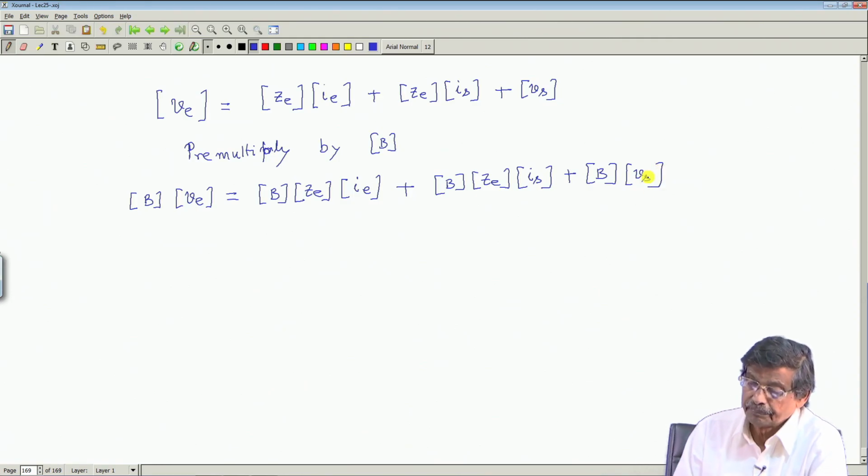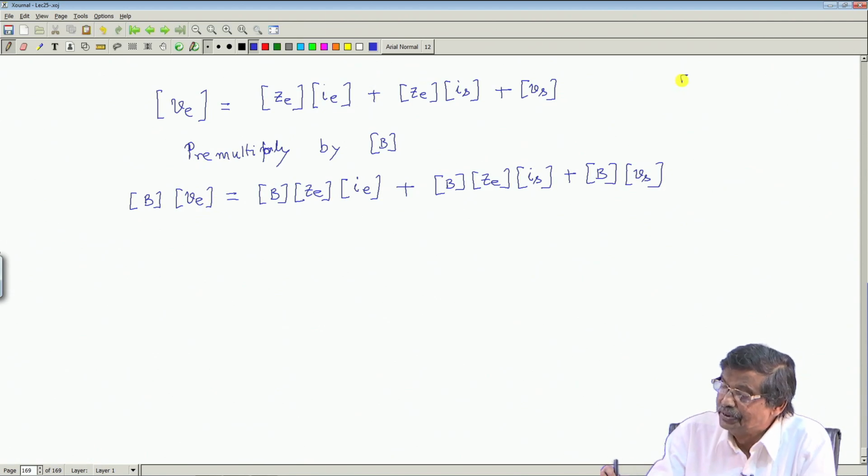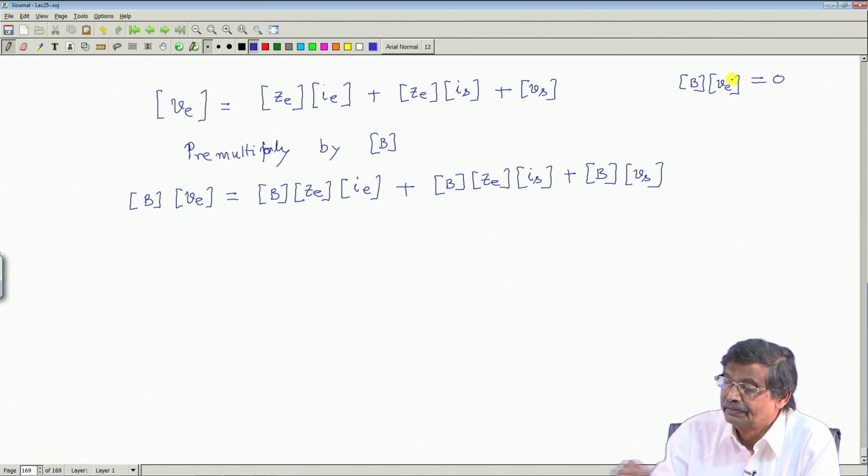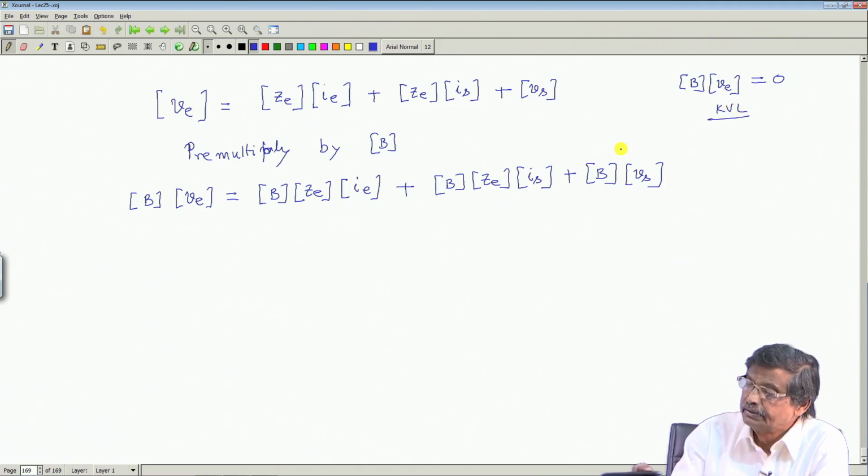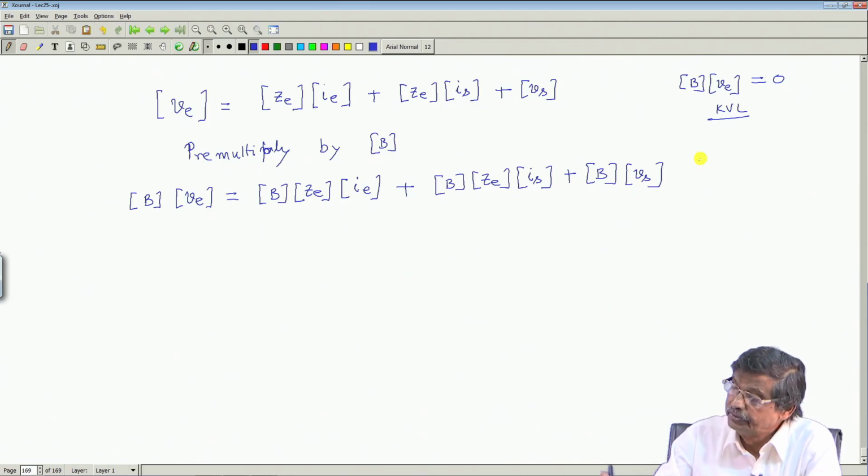This is the thing. But what is B into V? B into V is 0. KVL equations. This is KVL. Terminal voltages in any loop sum up to 0. So, this is equal to 0 then.